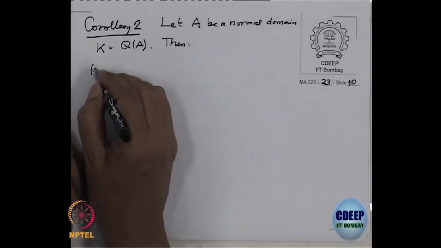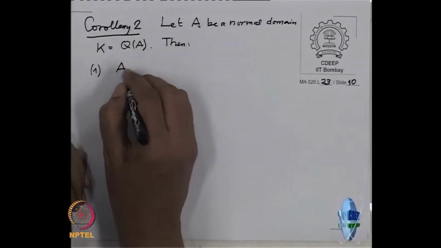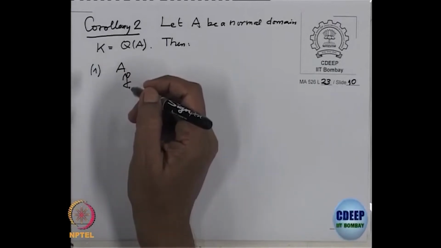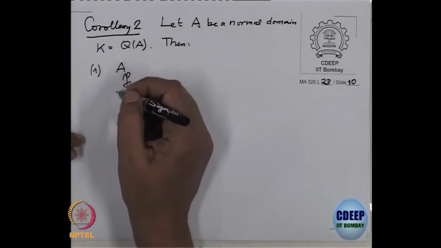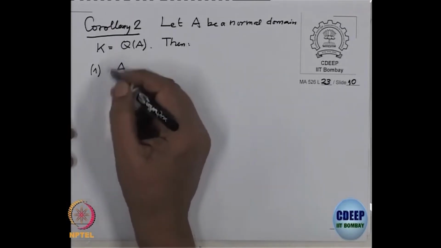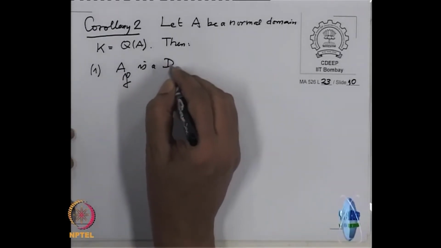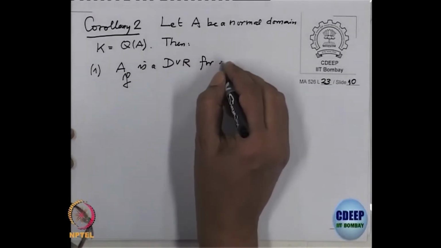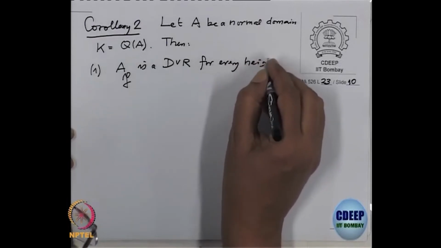So, 1, if I localize A localized at P, and obviously we know for a discrete valuation ring the dimension is 1. So we localize at a height 1 prime, so that this ring has dimension 1. So A localized at P is a DVR for every height 1 prime ideal.